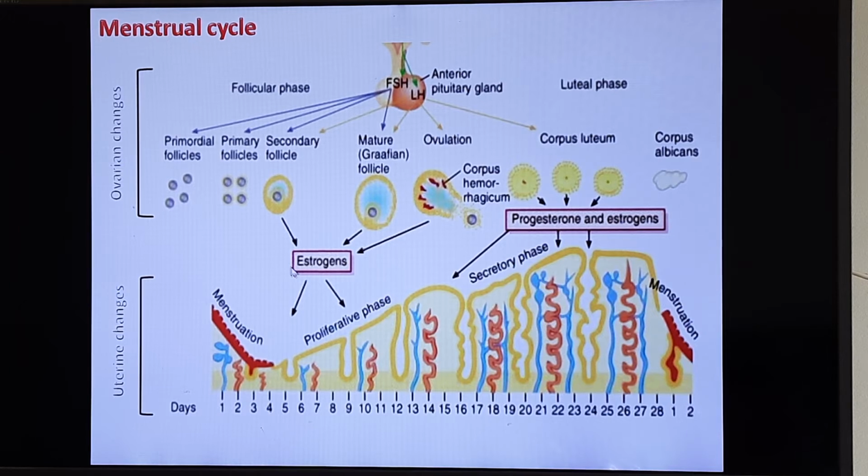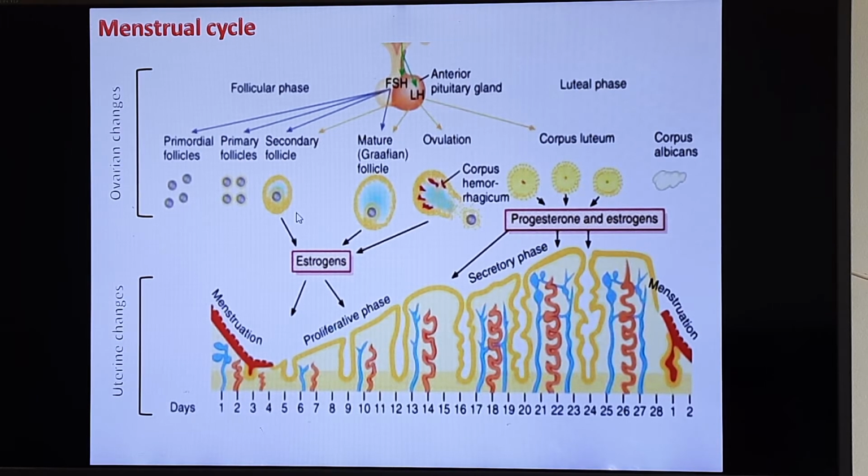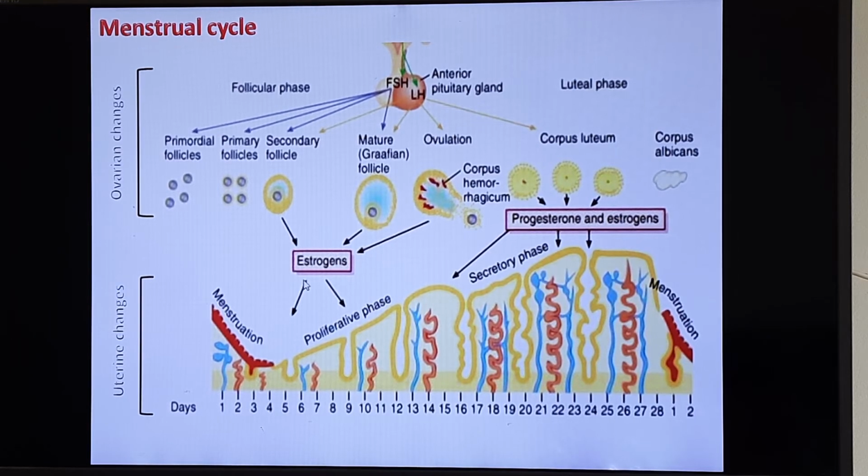Important point is there, estrogen. This estrogen is secreted by the secondary follicle and mature follicle, means on the 5th, 6th, 7th day it is secreted by the secondary follicle, then tertiary follicle and mature follicle. Due to the influence of estrogen, the endometrium reconstructs, and this phase is also known as the constructive phase. This is the proliferative phase.